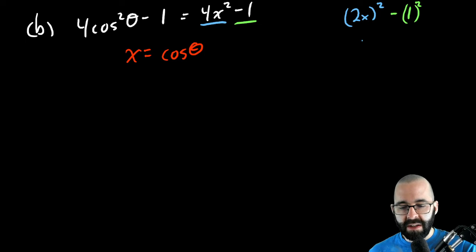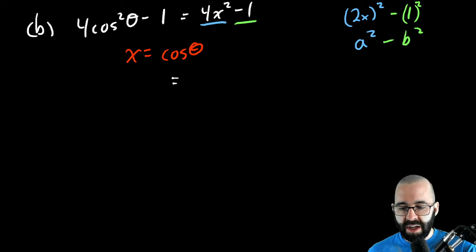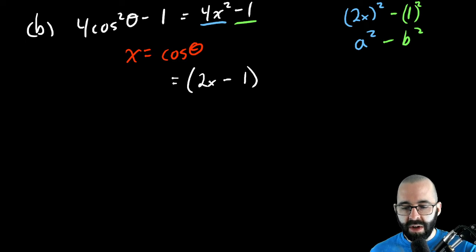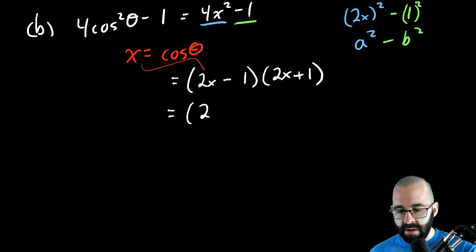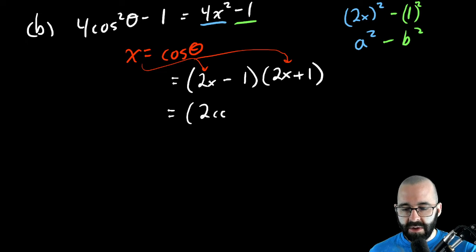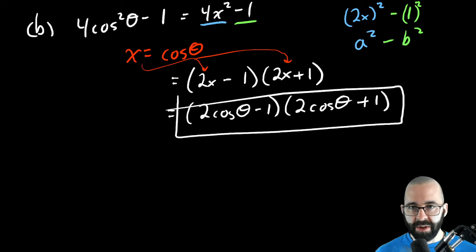So that's a squared minus b squared. And we can use that difference of squares formula. So this becomes a, and a is 2x, minus b, which is 1, times a plus b. And as the final step, x is cosine of theta. So we can get 2 cosine of theta minus 1, 2 cosine of theta plus 1, and again, we can check our answer with foiling.